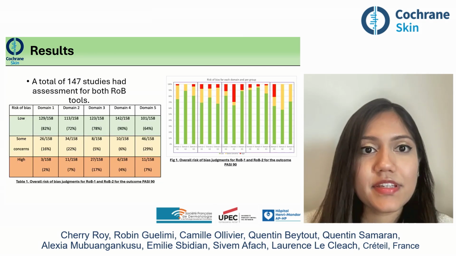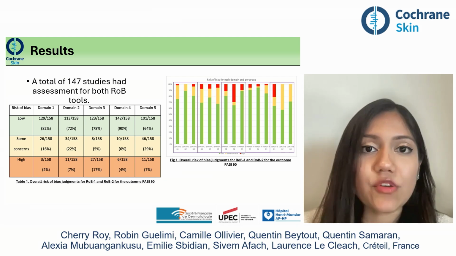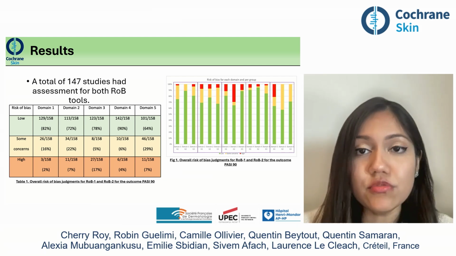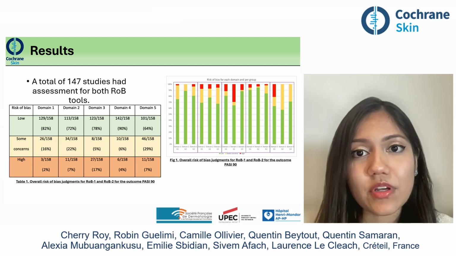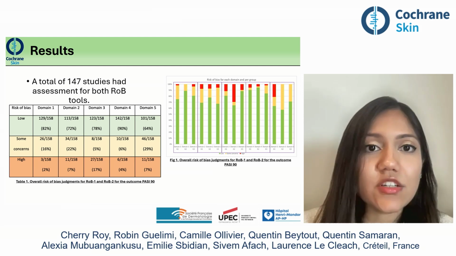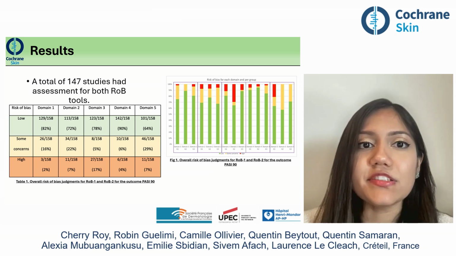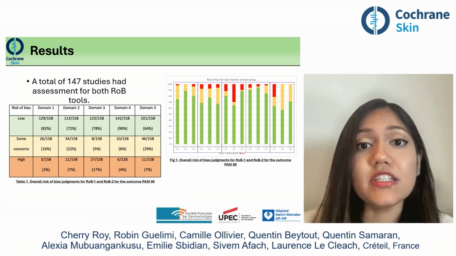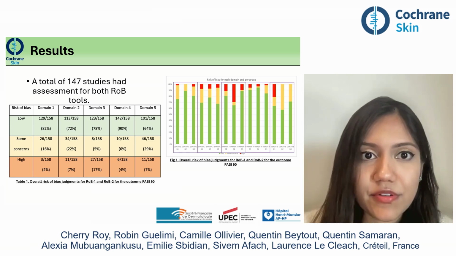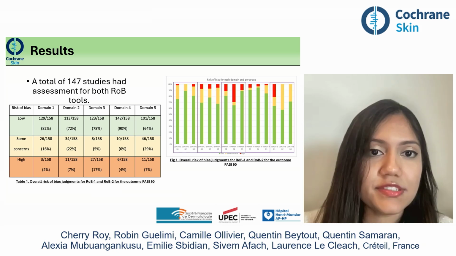Next slide. So we incorporated 147 studies in our analysis and had risk of bias assessments for both ROB1 and ROB2. This slide demonstrates the distribution of the overall judgments for the PASI 90 outcome using both tools. As you can see, ROB2 resulted in fewer studies being labeled as low risk, and it categorized more as having some concerns. This clearly depicts ROB2's greater emphasis on protocol adherence, outcome-level assessments, and detailed signaling questions. Next slide.